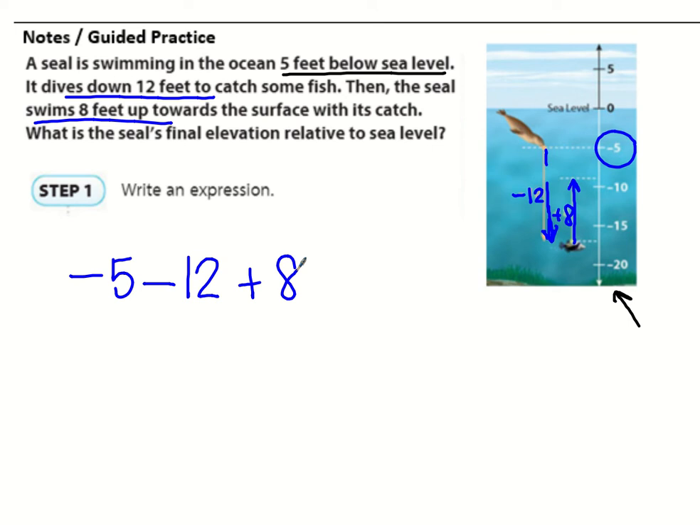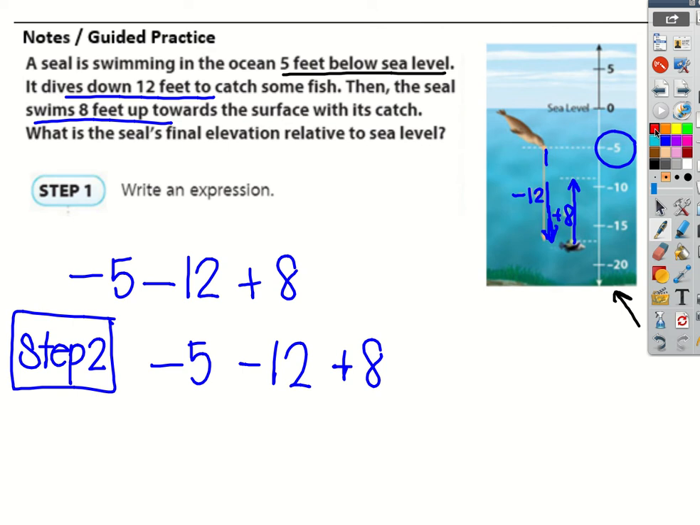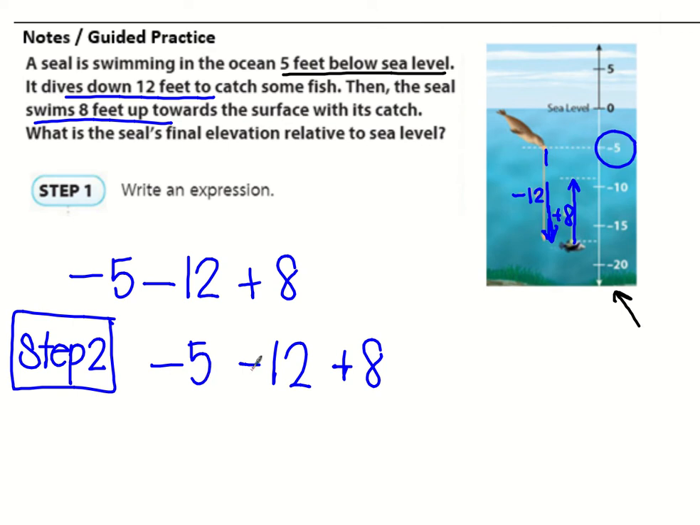And then step 2 would be to follow order of operations to solve this. Don't forget that when you're adding and subtracting, you go left to right. So I would take my problem, -5 -12 +8, and work left to right. So I'm going to say -5 -12, which you guys know now, we never look at as if it's subtraction. We always think of subtraction now as adding the opposite.